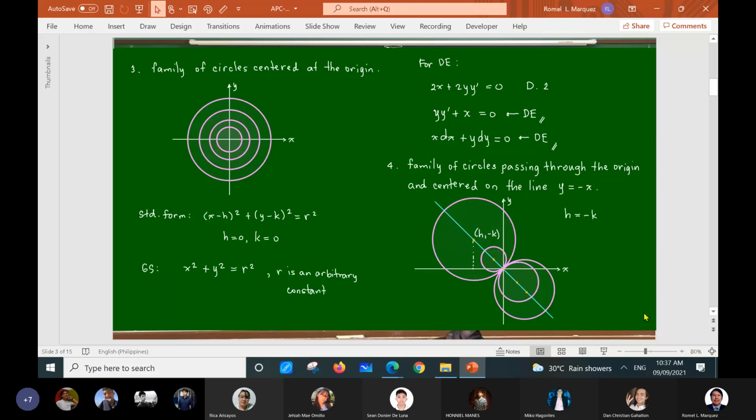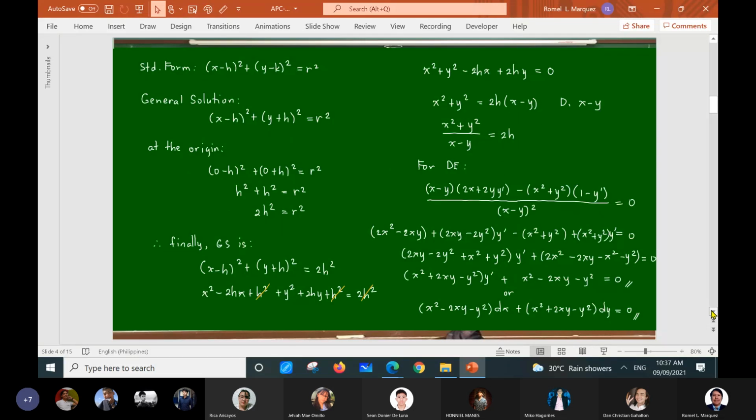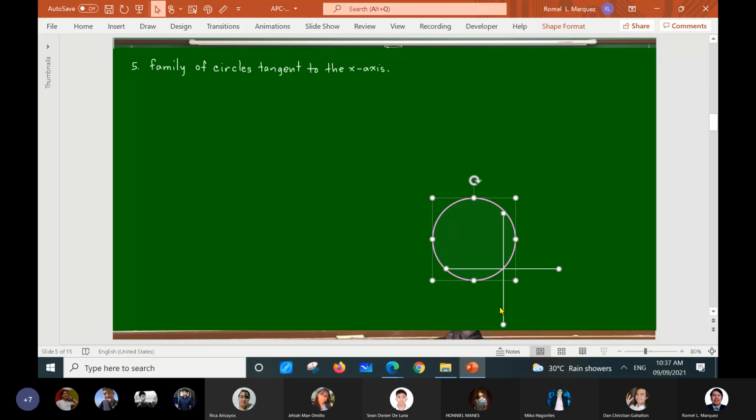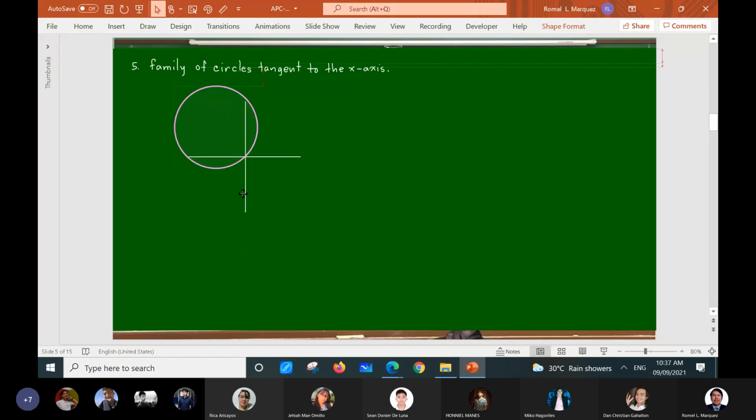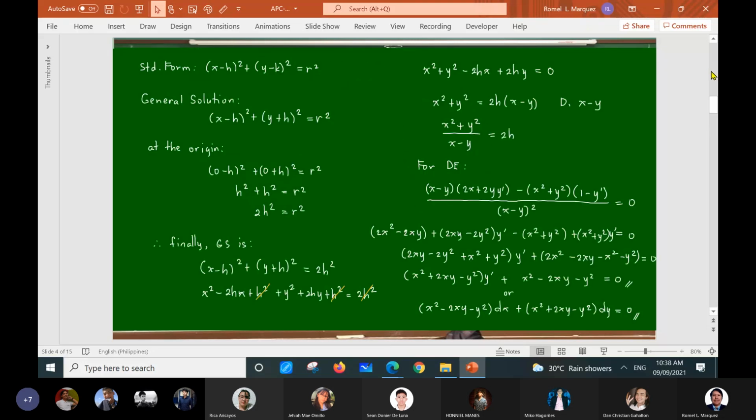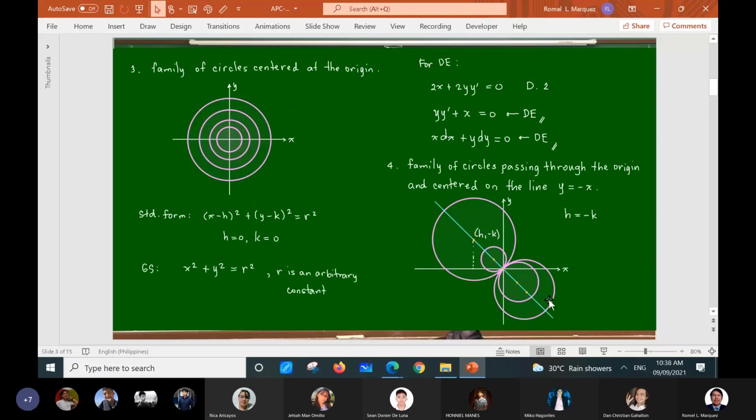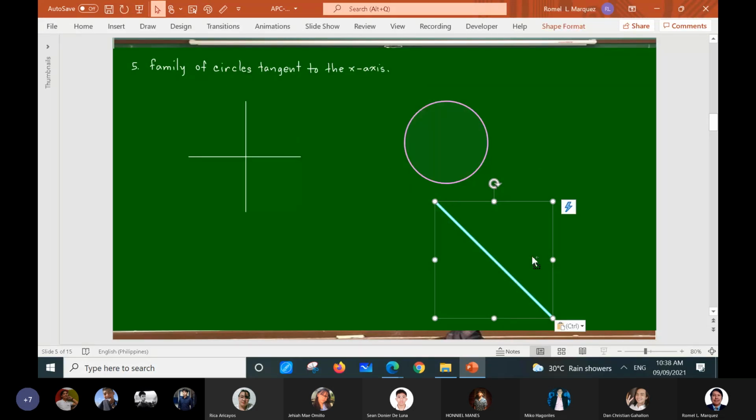Yan. Kopyahin natin yan, ano? Copy. Ay, na-copy ang circle. Okay lang. Then, later na lang yan. So, we need the line also, no? I think I need to copy this line also. Yan. This will, no, be tangent to the x-axis.